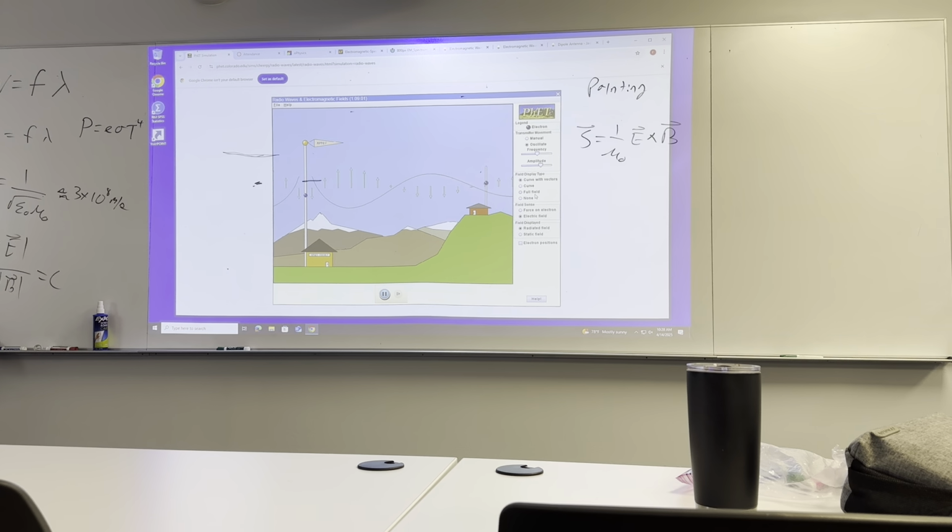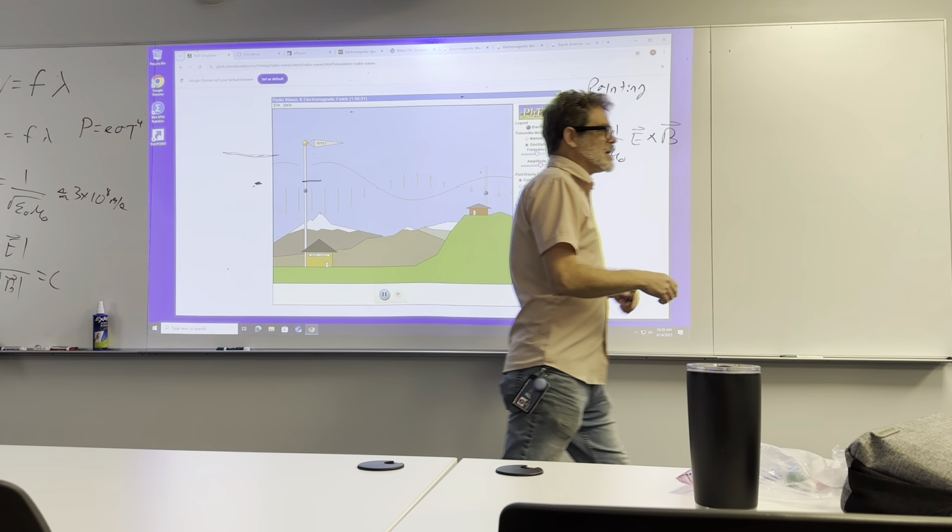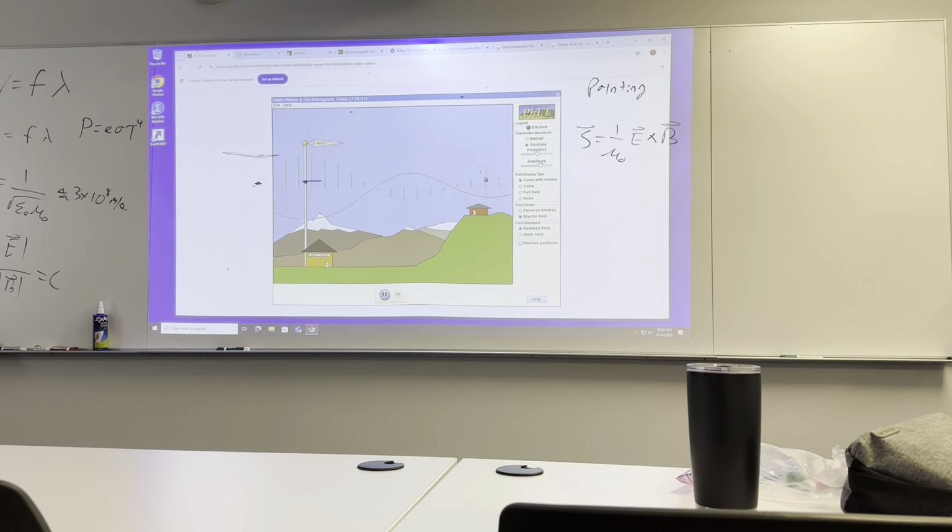This S is totally different than entropy, right? Yes, this is S vector. Okay. Yeah, it's the Poynting vector. And it's showing me the direction of the energy flow. Right? Because it's E cross B. Well, if we go back to our other picture, what is E cross B?